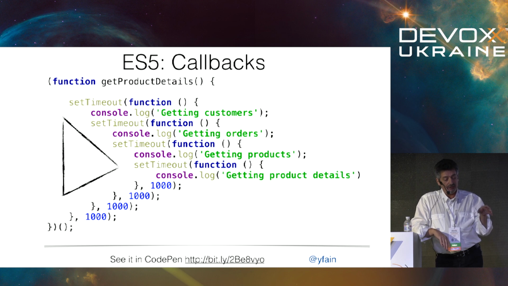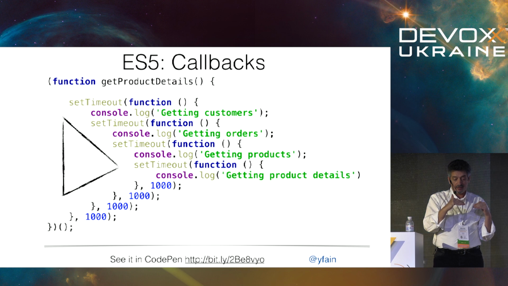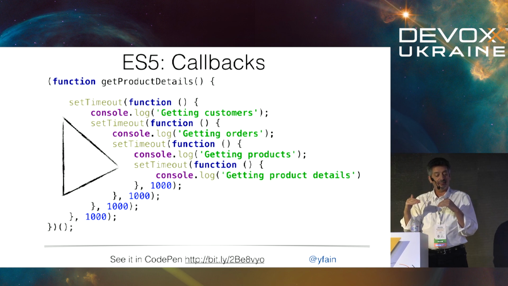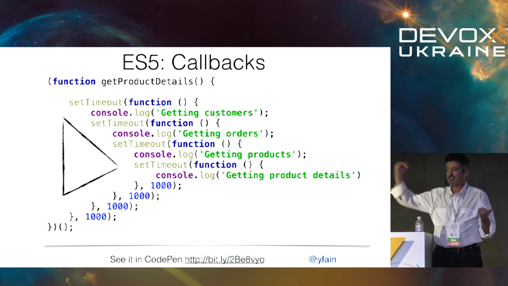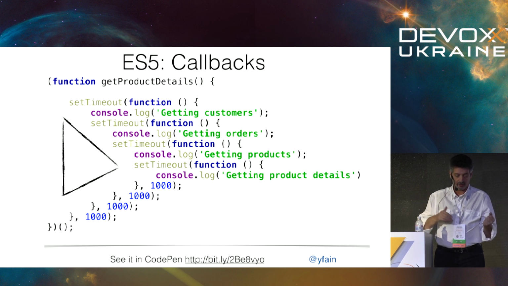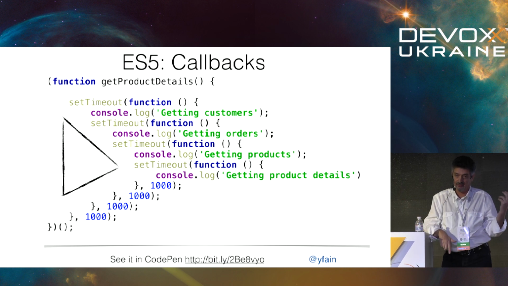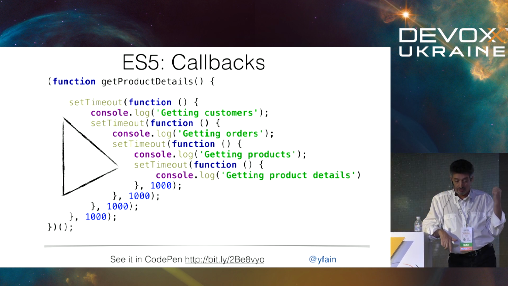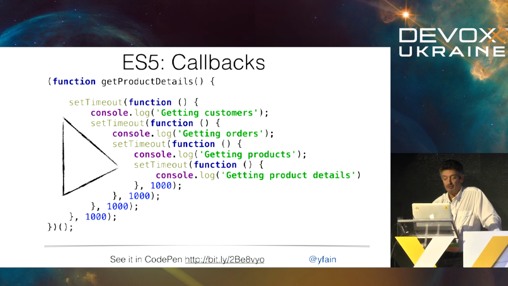Set timeout, I said, actually the whole function is get product detail, right? And then I say set timeout function, and I put print getting customers. Imagine that actually it's not just a print, it's a request to the server to get customers. When I'm going to get customers back, I don't know. It's a long call, maybe an asynchronous call, but at some point I will get customers back. So what do I say?